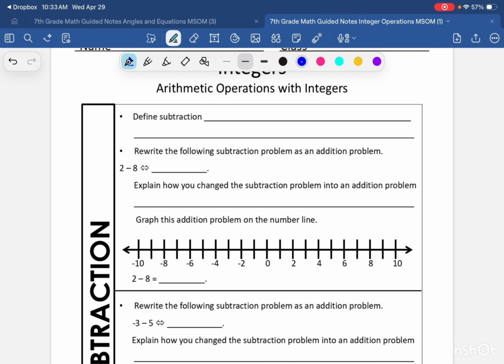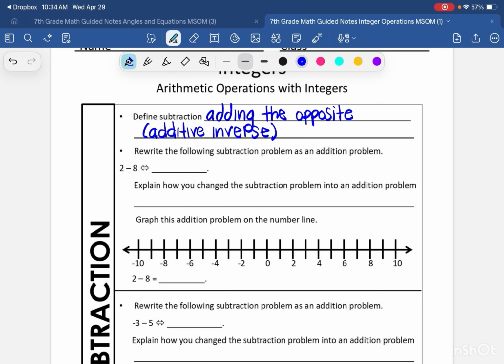Okay, now it says define subtraction. I know when you were in elementary, you may have learned subtraction as take away. And while that is true, it can often infer that you are making a number smaller, which is not always true. Subtraction is also the difference between two numbers, which is true, but we are going to also define subtraction as adding the opposite of a number or adding the additive inverse. Rewrite the following subtraction as an addition problem.